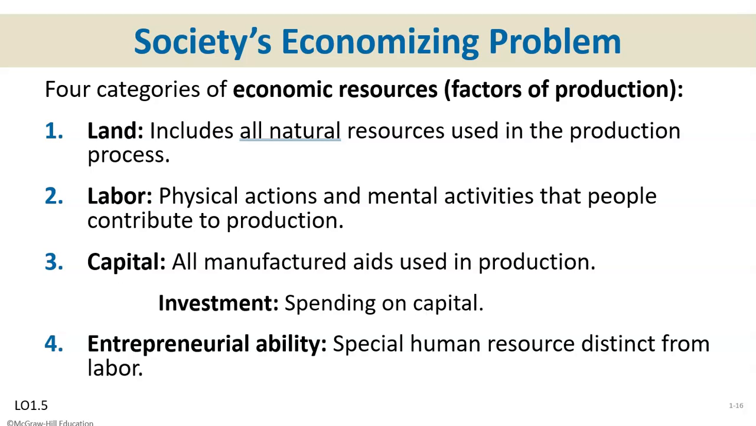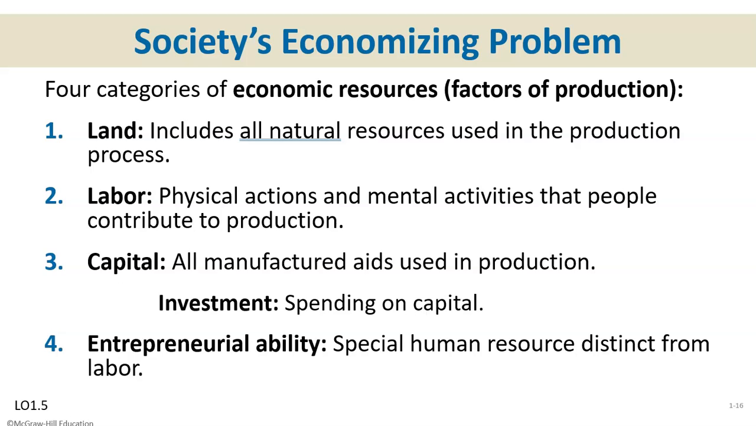Now we're moving on to a new section that is society's economizing problem. So I actually talked about this at the very beginning of the lecture. Society's economizing problem is that they have limited resources and unlimited wants. And I told you then we'd get to what the economic resources are, and here's your list.